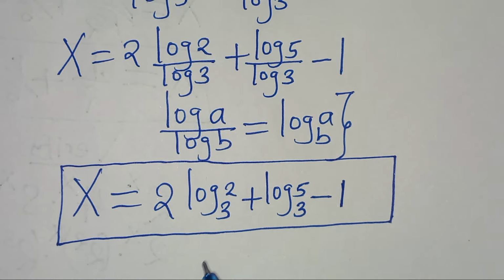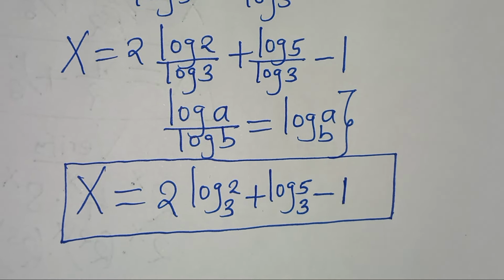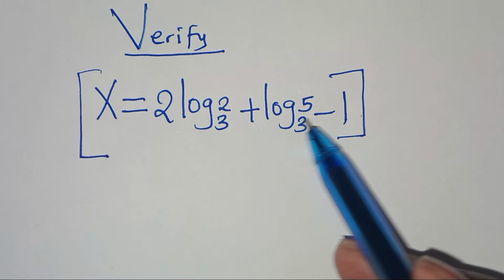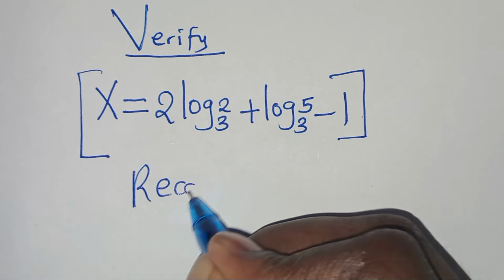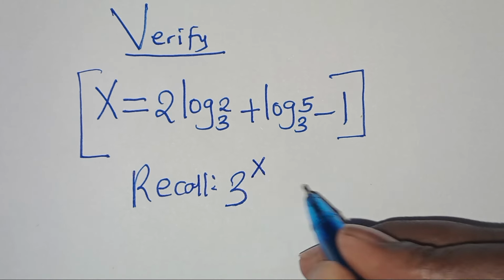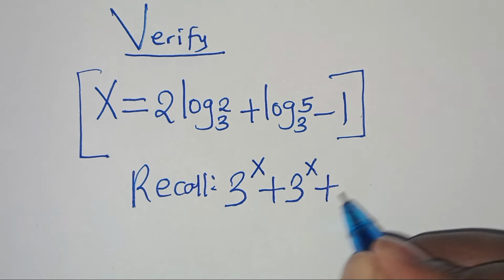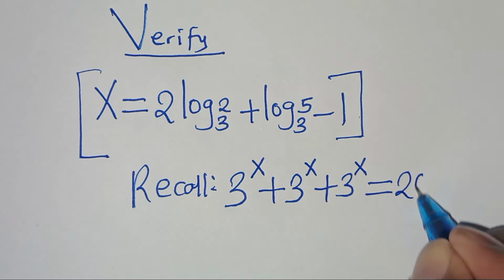The next step from here is to verify this value of x satisfies the equation by following these steps. Now let's verify that this value of x here satisfies the equation. Now, if you recall, we have that 3^x plus 3^x plus 3^x is equal to 20.